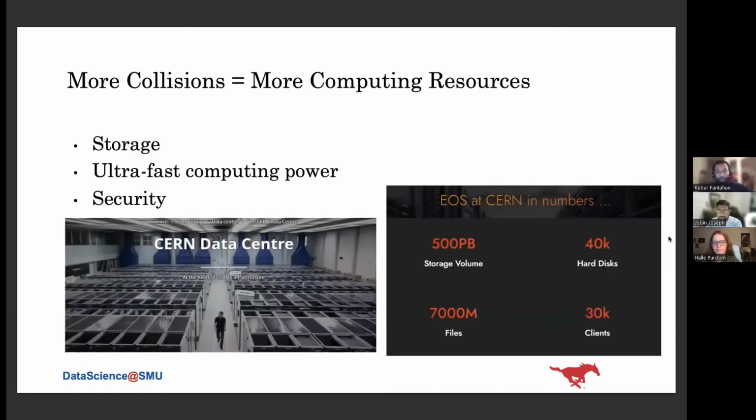Thanks, Kabor. Because of all these new changes, we're going to see more collisions, which will result in needing more computing resources.